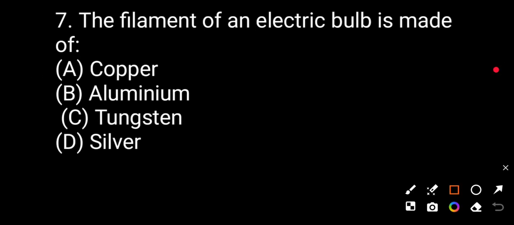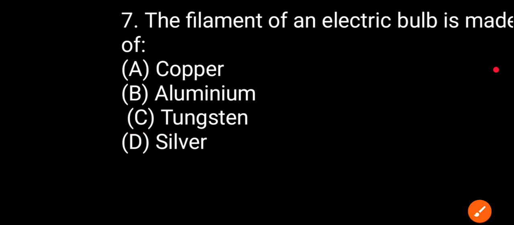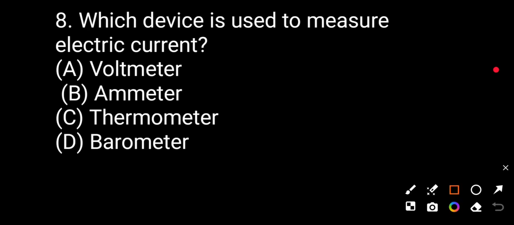The filament of an electric bulb is made of copper, aluminum, tungsten, silver. The correct answer will be tungsten. Which device is used to measure the electric current? Voltmeter, ammeter, thermometer, barometer. The correct answer will be ammeter.